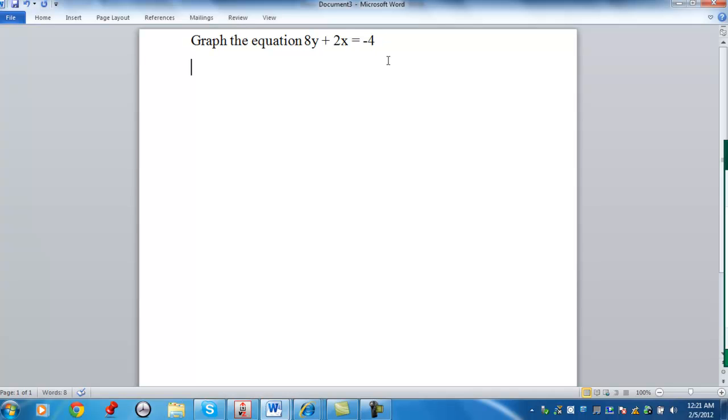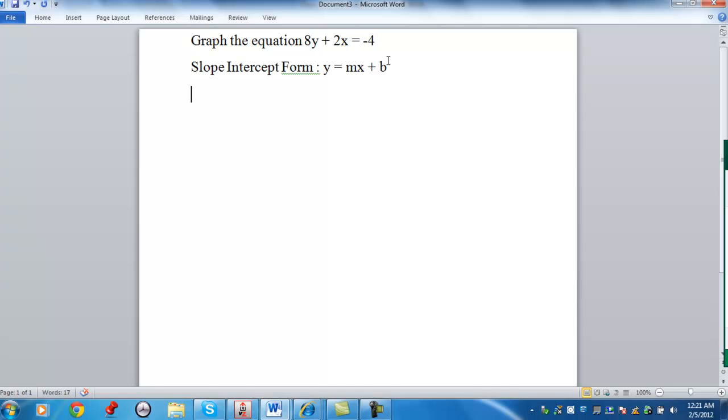The first method I want to show you is to write an equation in what's called slope-intercept form. The form is where you solve for y. The form is y equals mx plus b.